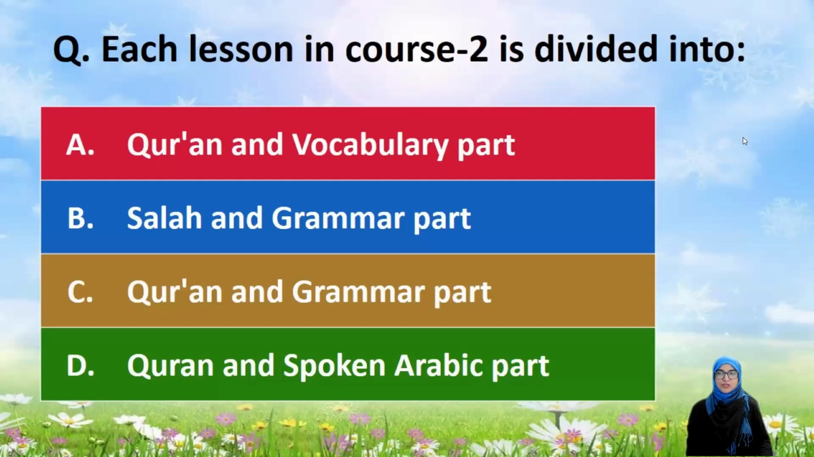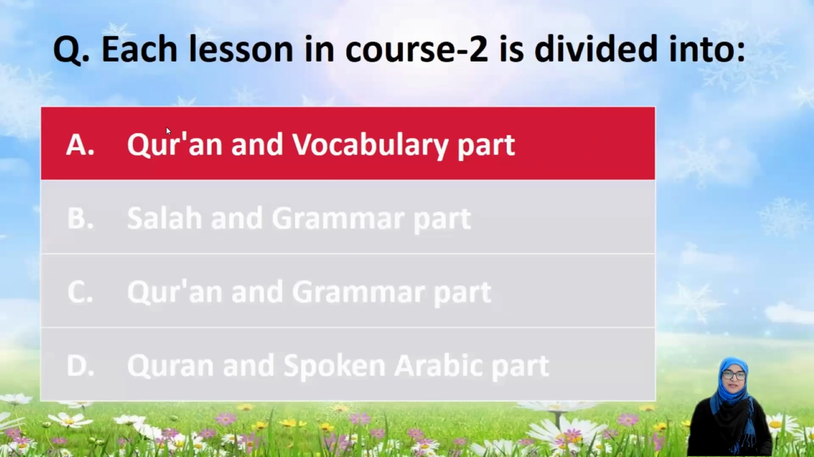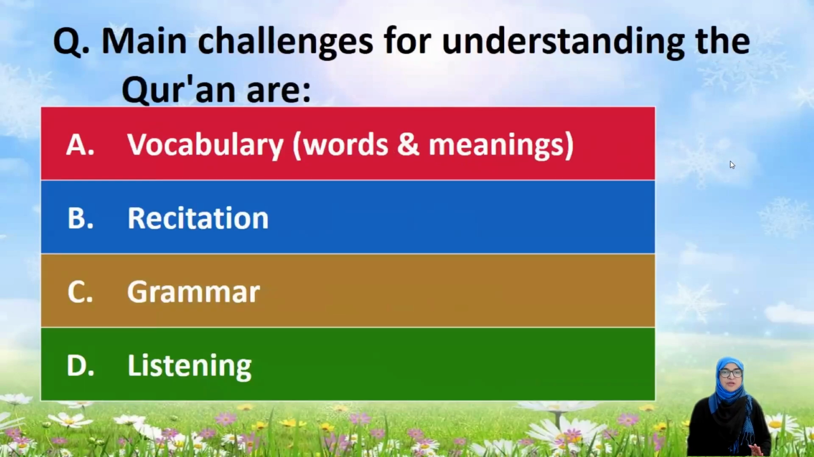Each lesson in course 2 is divided into... Give me the answer. Quran and grammar parts. Yes, correct. Oh, that's wrong. I think it was just some kind of a mistake. The correct answer is Quran and grammar part, not Quran and vocabulary part. It's Quran and grammar. You were correct.